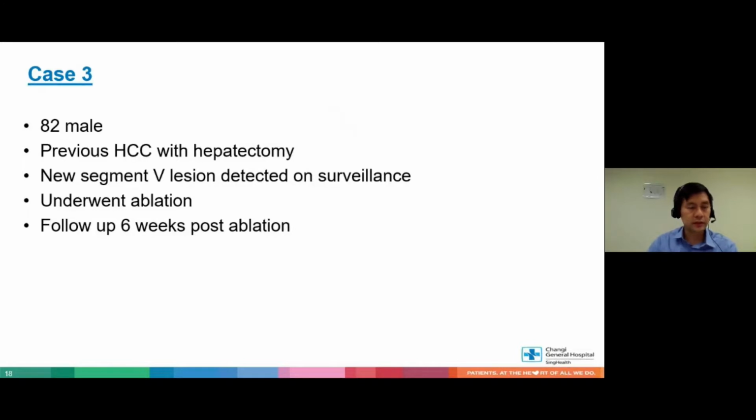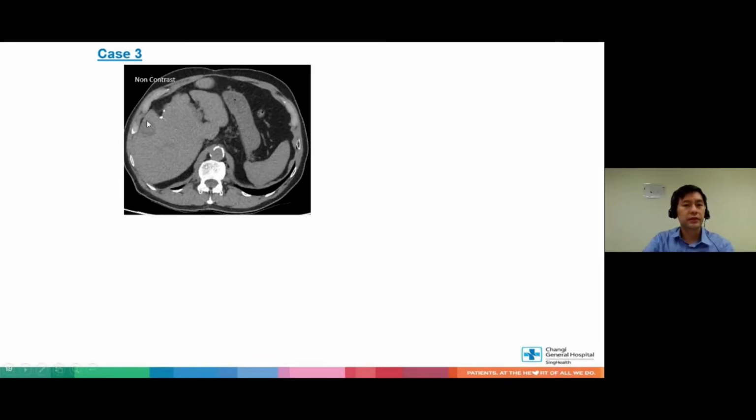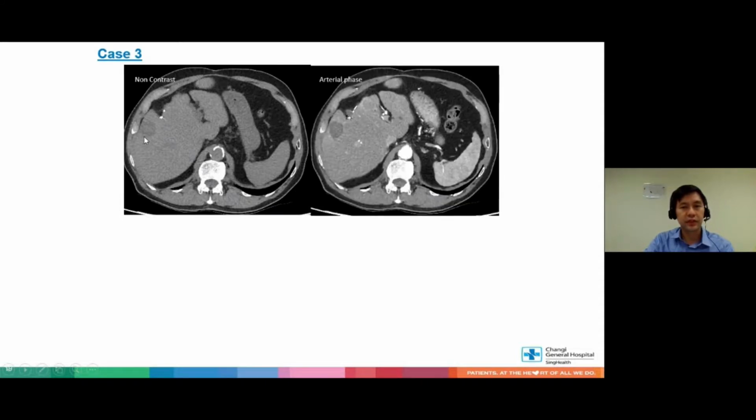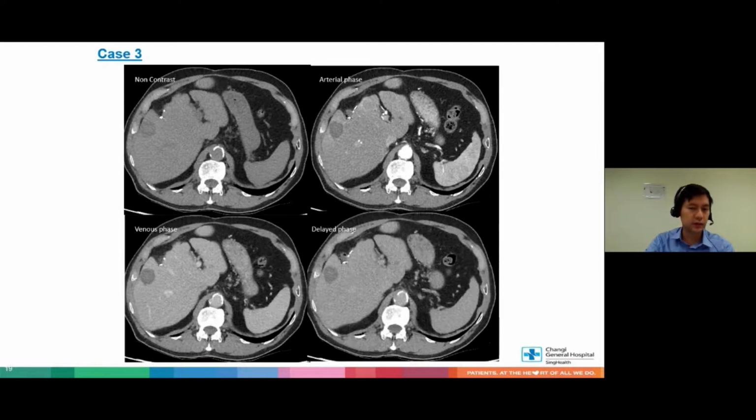This is my next patient, an 82-year-old gentleman, previous HCC with hepatectomy. He had a new segment 5 lesion that was detected on surveillance, and he had ablation. And of course, as usual, we'll follow up his ablation about 6 weeks later. So this is, as everyone can appreciate, the ablation zone. Very clean and neat in the arterial phase, portovenous phase, delay phase. Doesn't look like there's any recurrent tumor, but let's do our due diligence.